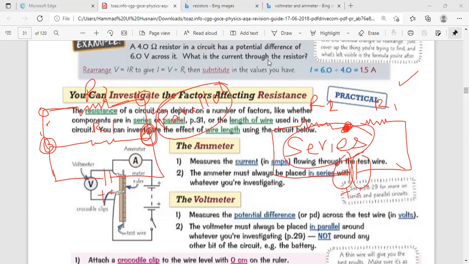Now, are you familiar with this concept? What does it mean by parallel combination and series combination? So parallel is like when there's an extra set of wires, like it splits in half.